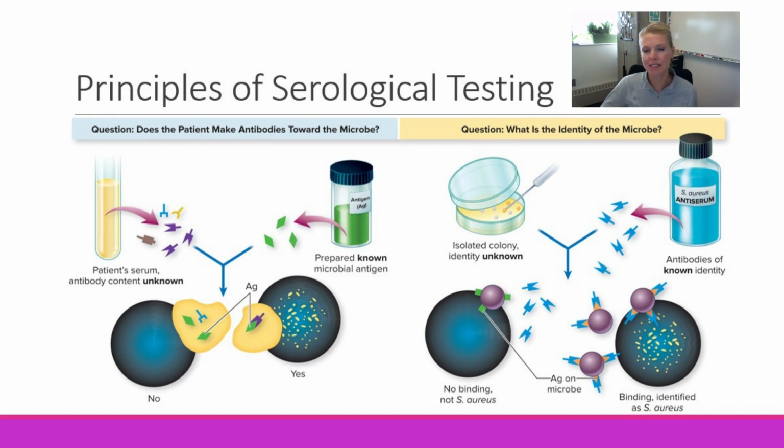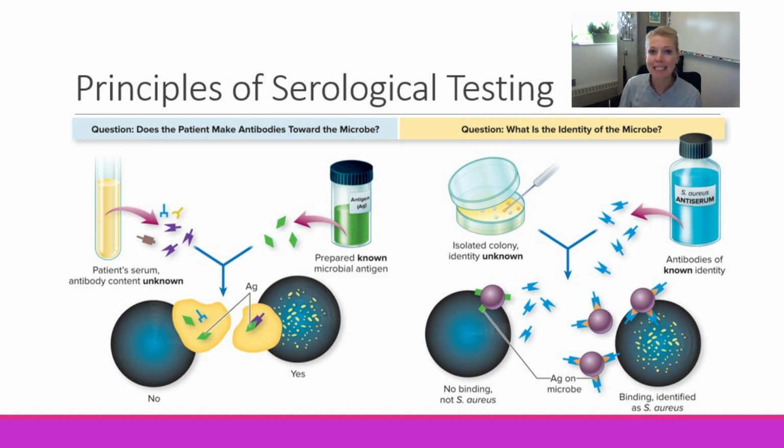Now this picture is actually split into two separate situations, question 1 and question 2. Question 1 is asking, does the patient make antibodies towards a certain microbe? And that means, has the patient been exposed to this pathogen or to this microbe and mounted an immune response against it and would have circulating antibody in the plasma or in the serum?